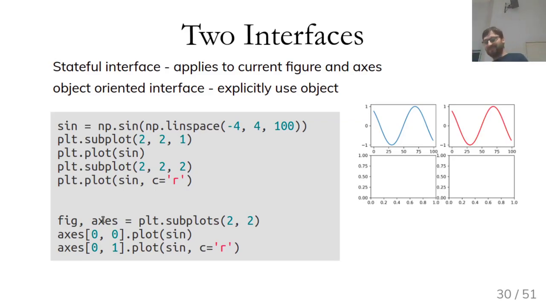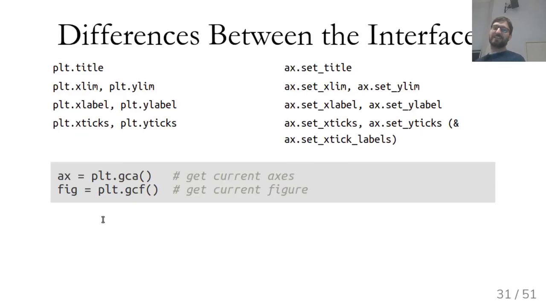Because if this would be the only difference, that would be too easy. So all the plot commands, like plot and scatter and histogram and bar, all of them have the same name in both of these interfaces. So you can do plt.plot or ax.plot, or you can do plt.bar or ax.bar. But anything that modifies the axis has different names.